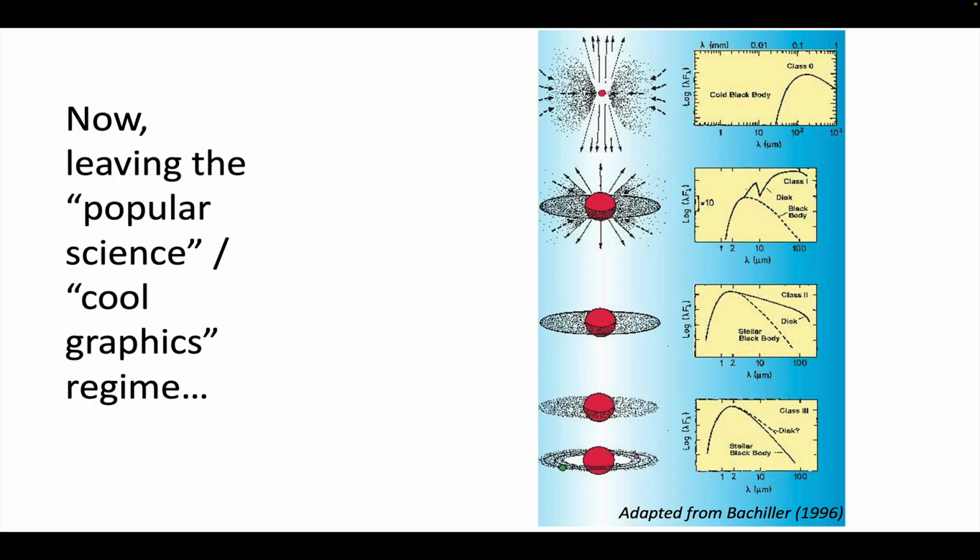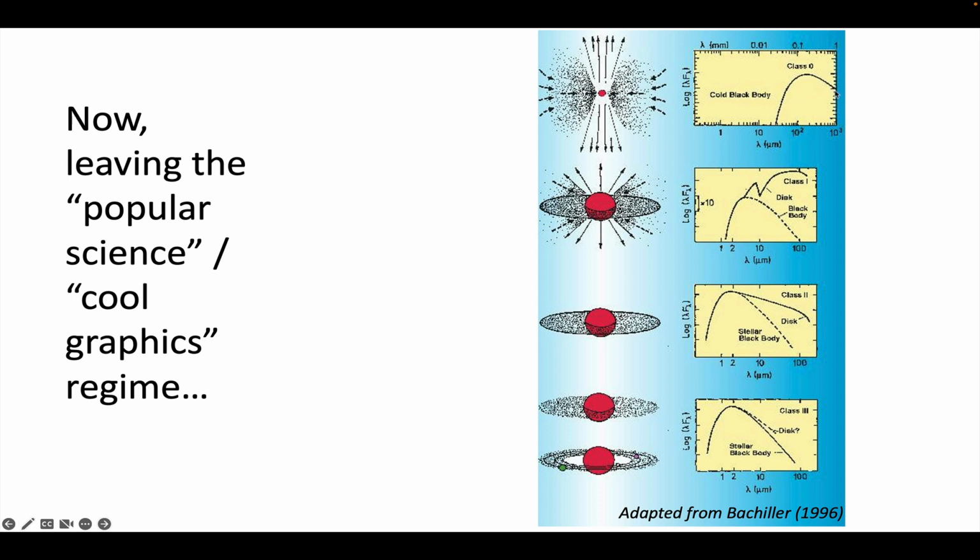Now, we're going to start leaving the popular science and the cool graphics regime. This is from a journal article, so it's not nearly so slick, right? Here we've got cartoons of what the star plus disk is doing. Here we've got a true spectral energy distribution. Here I've got log of lambda f sub lambda. So it's truly a spectral energy distribution as a function of wavelength. This is plotted in a log. Here we've taken the log before plotting, so both axes are logarithmic.